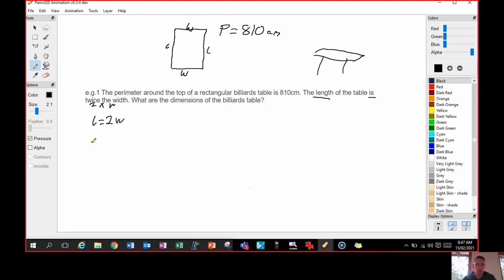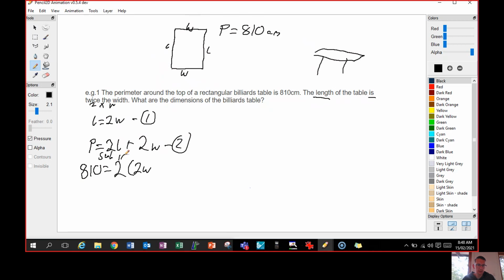Now I know that the perimeter is 2 times your length plus 2 of your widths. So now I've got my 2 equations, and I can solve these to find out what the dimensions are. I know that the perimeter is 810, so I'm going to put 810 in for the perimeter. And I know that length equals 2 widths, so I've got 2 lengths, which is 2 times 2 widths. We're going to substitute, and we should label our equations as well: 1 and 2.